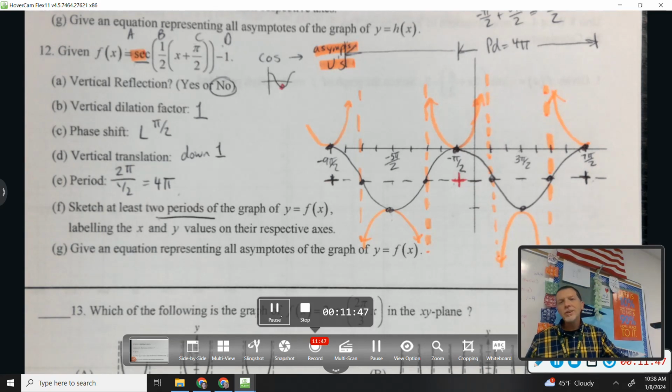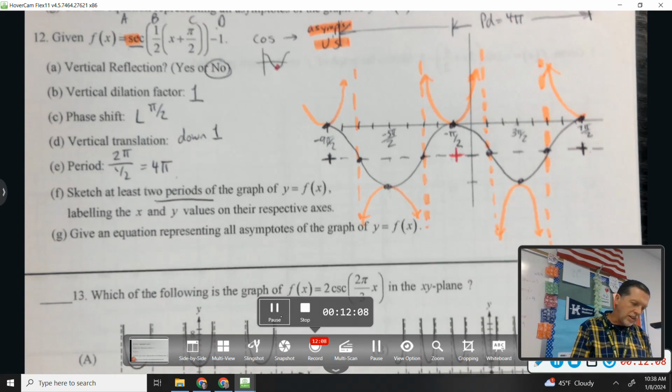And I color-coded mine, but you don't have to do that. If you do it all one color, you don't even have to label. I know which one is cosine and which one is secant. Some people like the colors. Some people dash one or dot one or color or label it, whatever. You can if that helps you keep it straight, but it's not necessary.